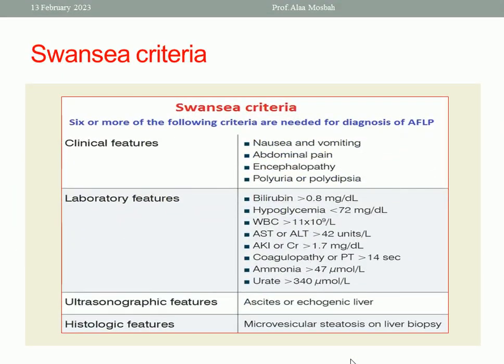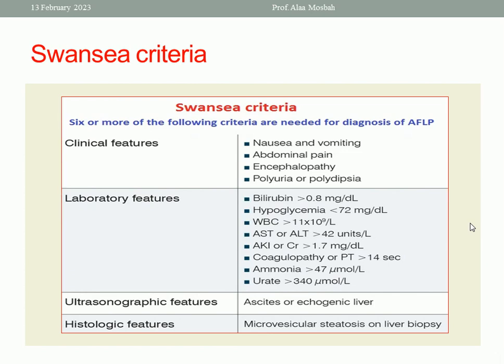Let us go to Swansea criteria to reach the diagnosis of acute fatty liver of pregnancy. If we find 6 criteria from clinical features, lab features, ultrasound feature, and histologic feature, all of them, then diagnosis of acute fatty liver of pregnancy is reached. So what are the criteria? From clinical features: nausea and vomiting, abdominal pain, encephalopathy, polyuria and polydipsia.